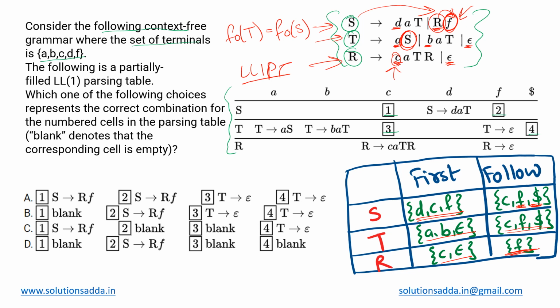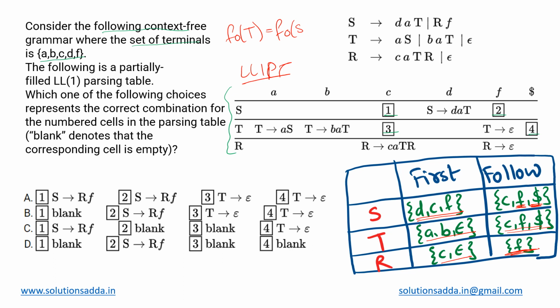So let us check out the productions. The first production we have is S derives DAT. Where should this be placed? In the first of S, but here the start symbol is D. So this particular production S derives DAT will be placed only under D. Why so? Because here the start symbol which is included in the first of S is D itself.